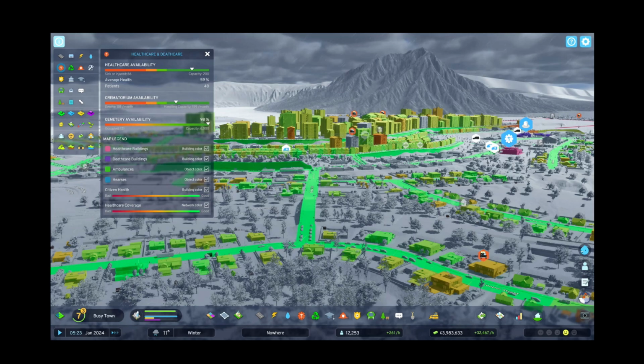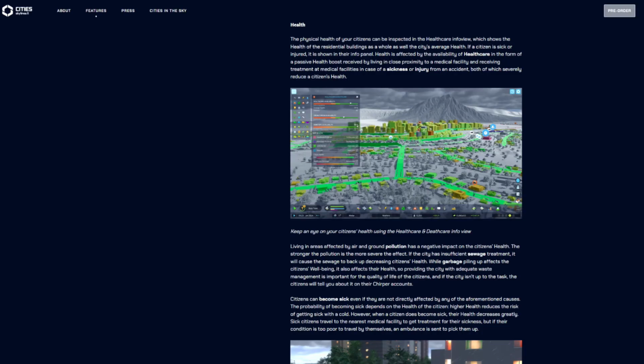So that's very good. Getting back into the article, living in areas affected by air and ground pollution has a negative impact on a citizen's health. The stronger the pollution is, the more severe the effect. If the city has insufficient sewage treatment, it will cause the sewage to back up, decreasing citizens' health. While garbage piling up affects the citizens' well-being, it also affects their health, so providing the city with adequate waste management is important for the quality of life of the citizens. And if the city isn't up to the task, the citizens will tell you about it in their Chirper accounts.